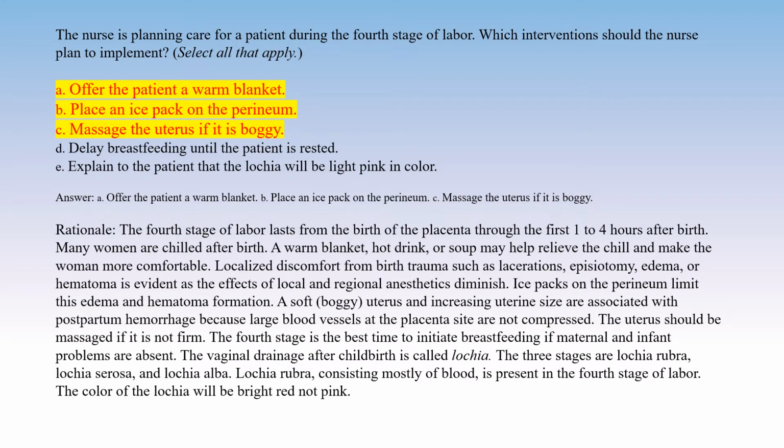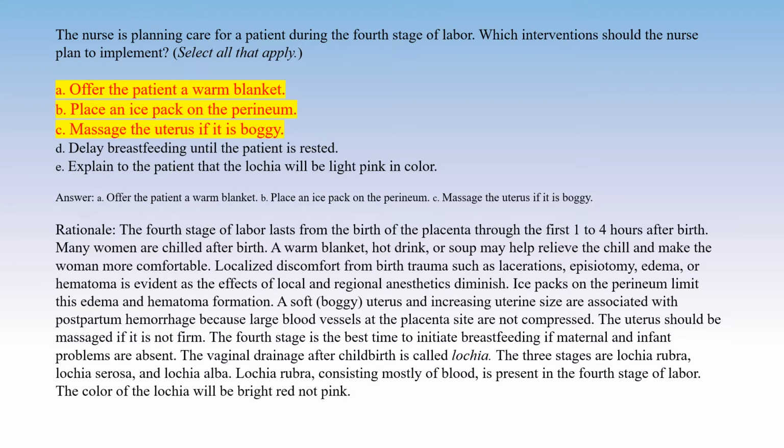Answer: A. Offer the patient a warm blanket. B. Place an ice pack on the perineum. C. Massage the uterus if it is boggy. Rationale: the 4th stage of labor lasts from the birth of the placenta through the first 1 to 4 hours after birth. Many women are chilled after birth. A warm blanket, hot drink, or soup may help relieve the chill and make the woman more comfortable.